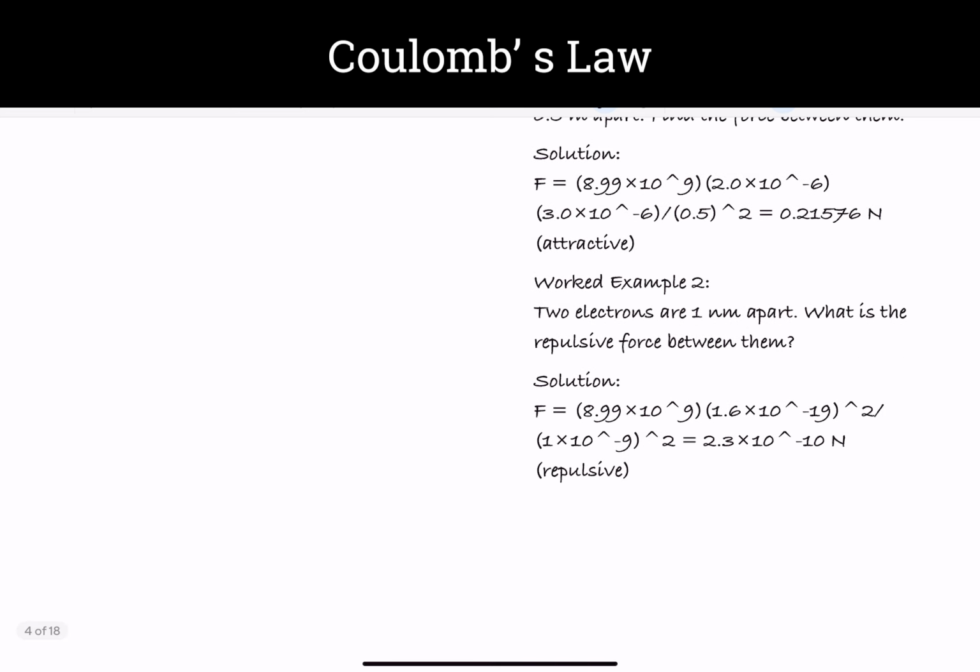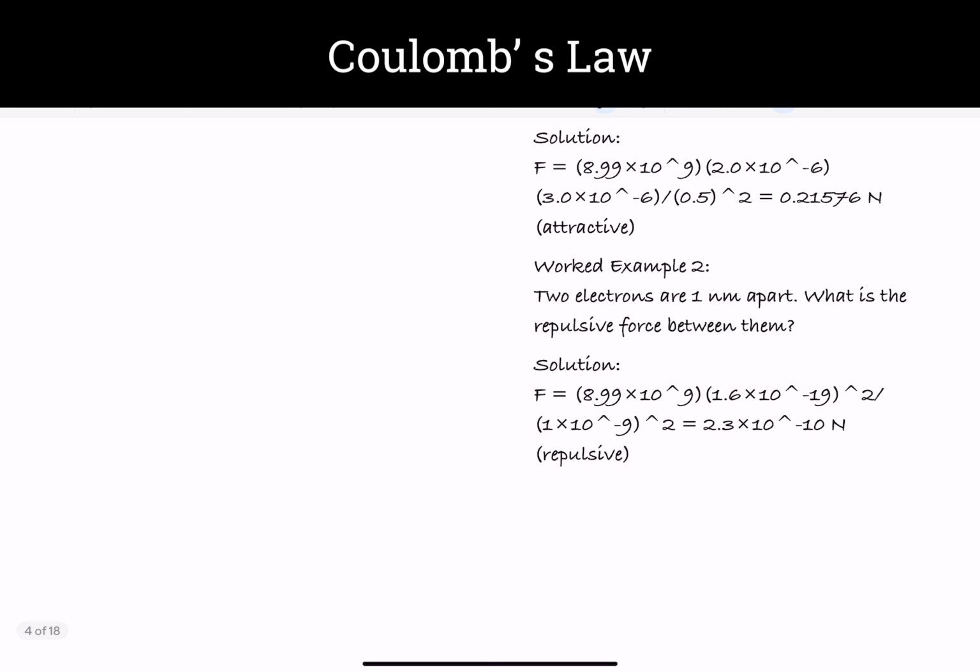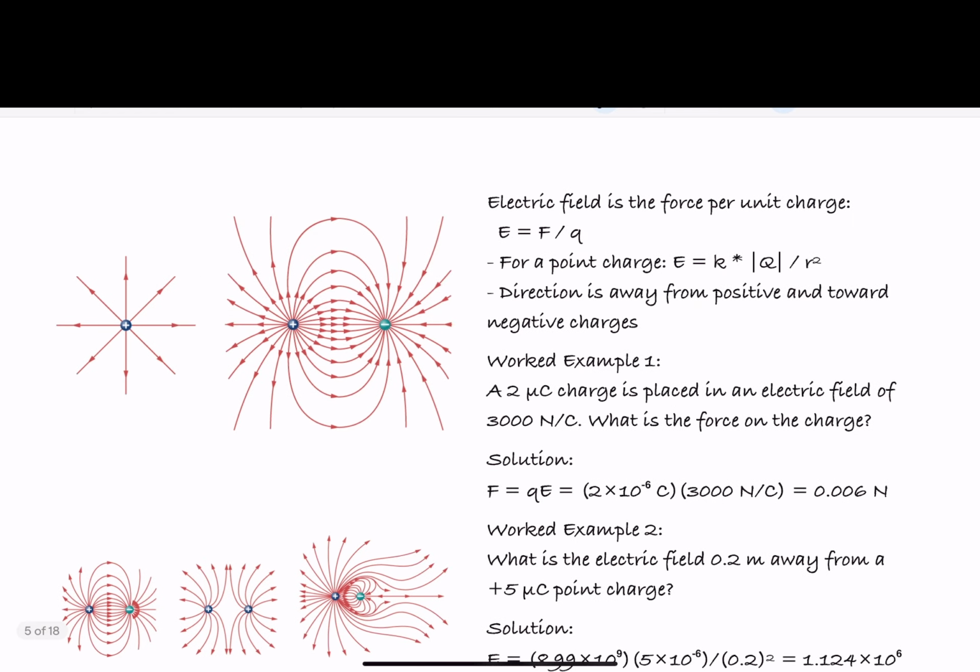There's another question again. Two electrons are 1 nanometer apart. What is the repulsive force between them? Nano is 10 to the negative 9. So be careful with that. See that? So when you work that out, you get 2.3 times 10 to the negative 10 Newton. So that is Coulomb's law.